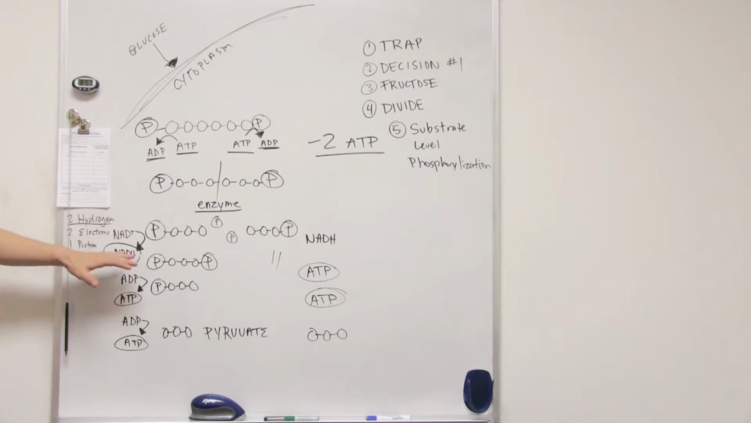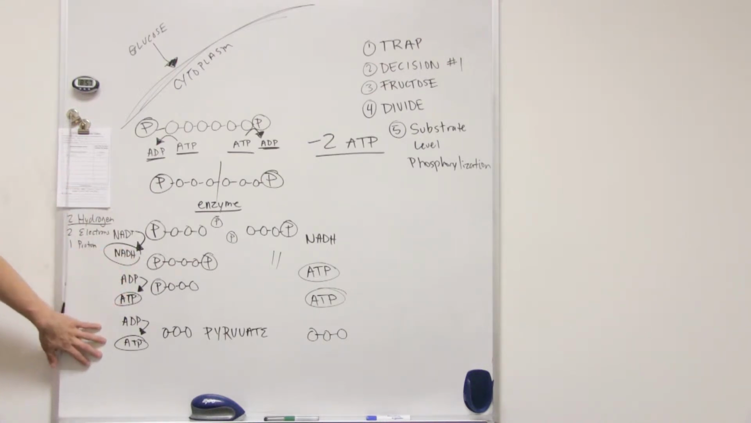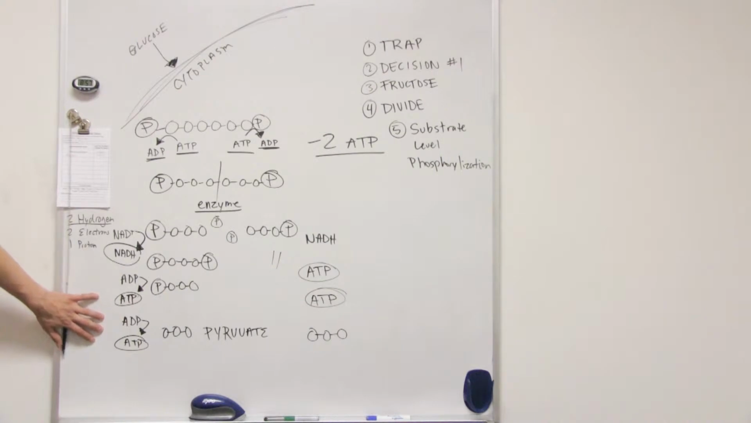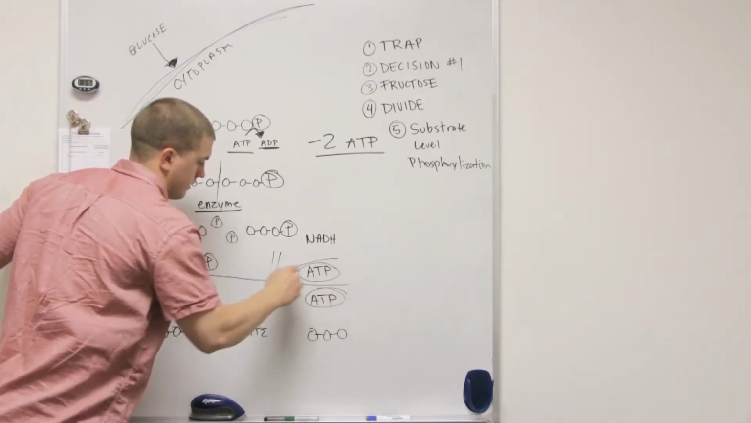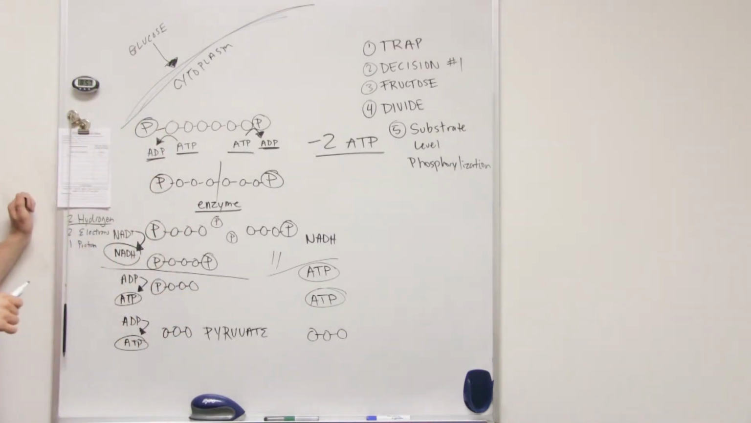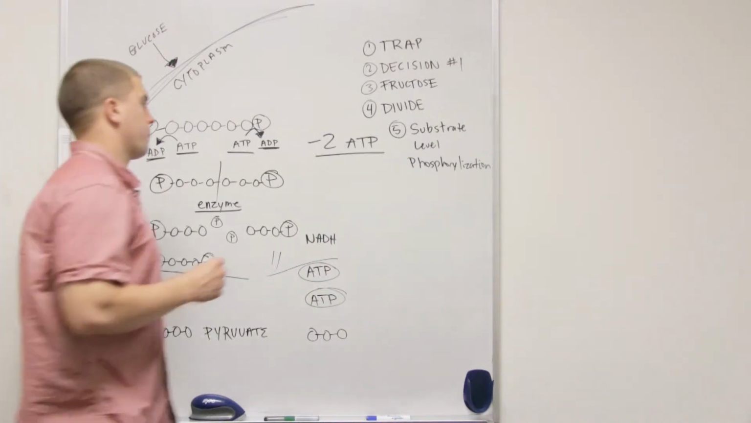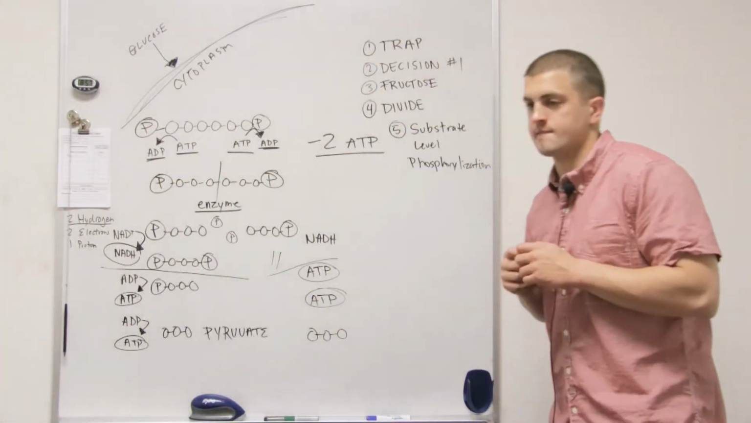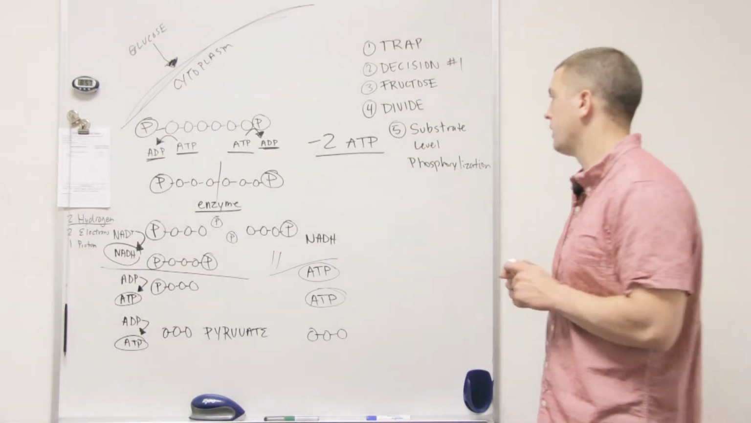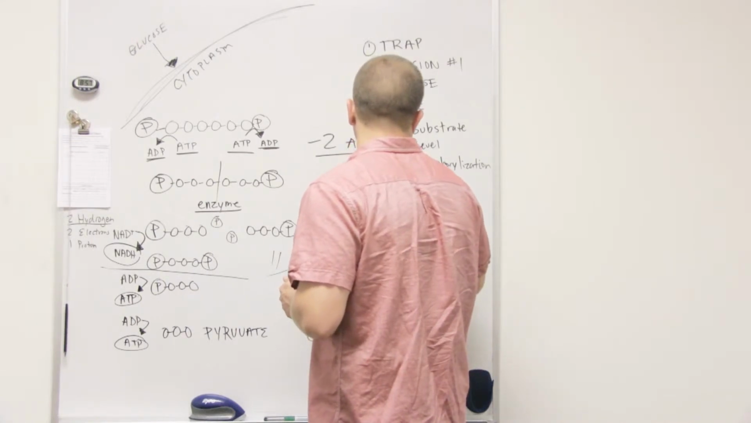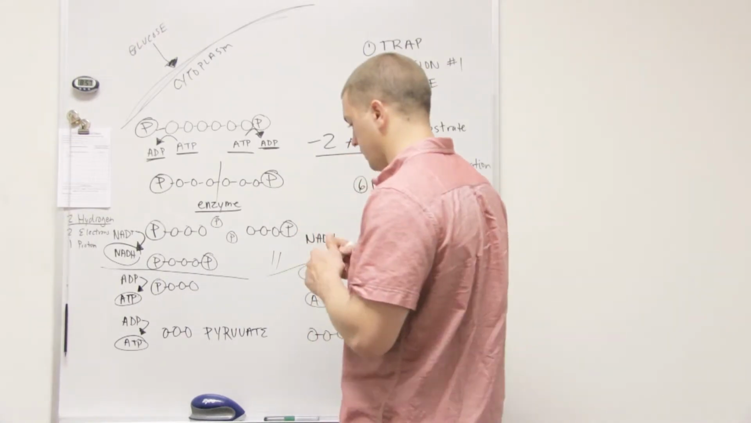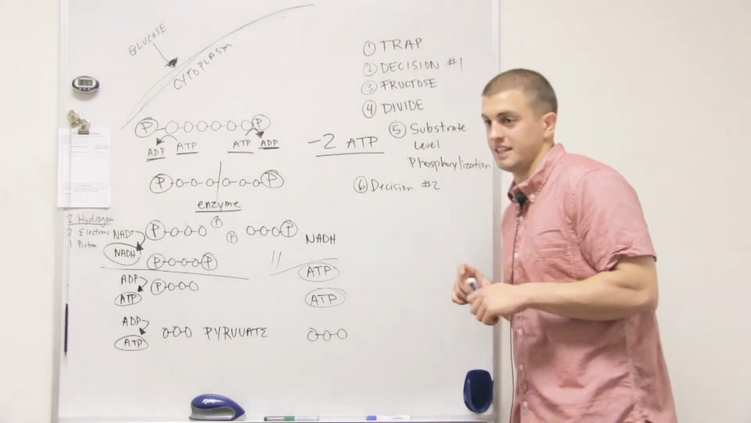Substrate level phosphorylation talks about what's happening when ADP is gaining phosphates to become ATP. So the ultimate goal for glycolysis is to produce pyruvate. And what that does for us is it gives us an option to make another decision. Decision number 2. Does this have to do with aerobic or anaerobic? Yes, exactly.